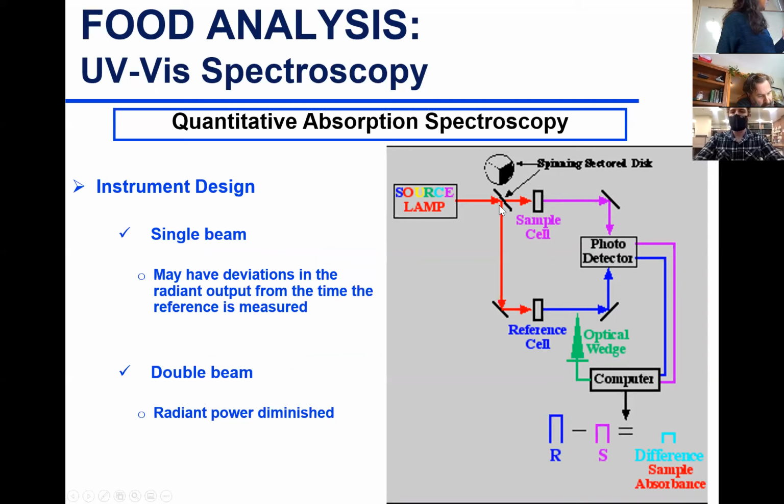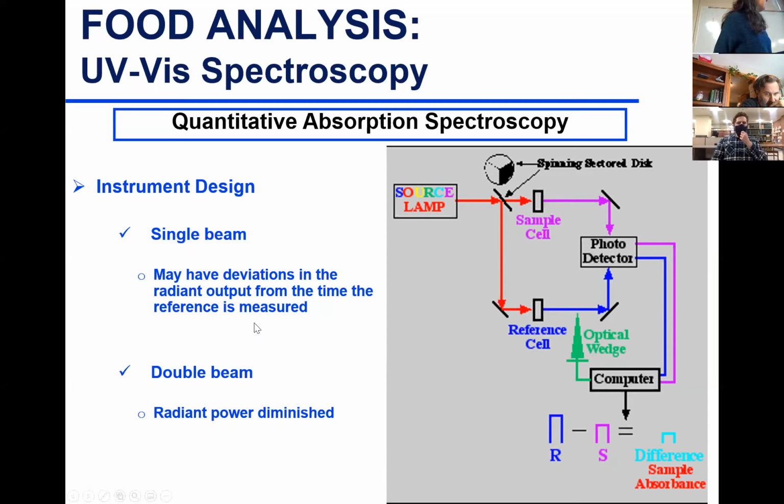Here's just the instrument that I talked about earlier, where you can have a reference at the same time being measured as the sample. So the source of light is broken into two. One goes to the reference cell, another goes to the sample cell. And from there, at the same time, we get absorption read from the reference cell and sample cell and it gets corrected at the end. The only problem with this is the radiant power is diminished because the light is split into two. You get diminished radiant power, less threshold. The threshold will not be as low as you would like it to be.